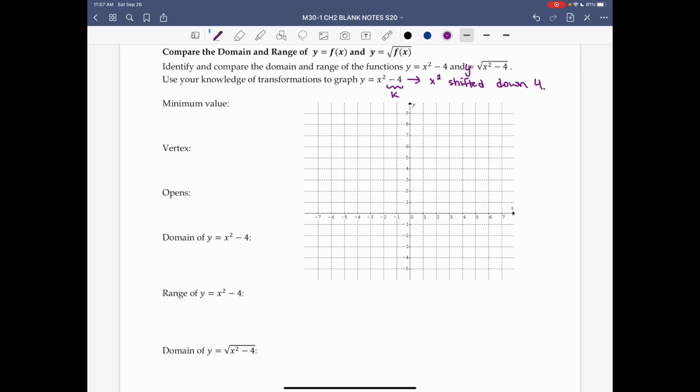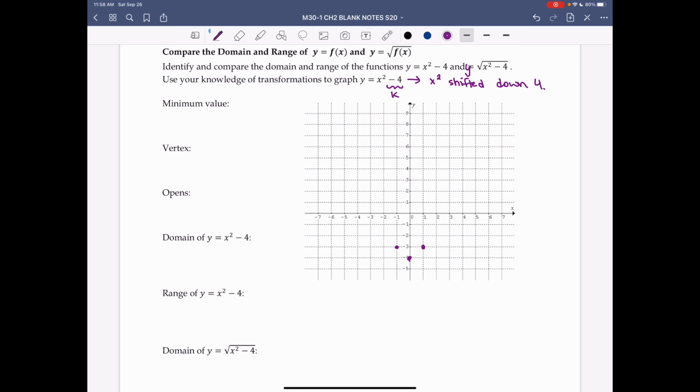Okay, let's draw a sketch of it. So x squared starts at 0, 0. Shift that down 4 units. It would be at 0, negative 4. Then x squared has a point at x equals 1, y equals 1. Shift that down 4 units. It'd be x equals 1, y equals negative 3. And symmetrical on the left side, so instead of at negative 1, 1, it's going to be at negative 1, negative 3.